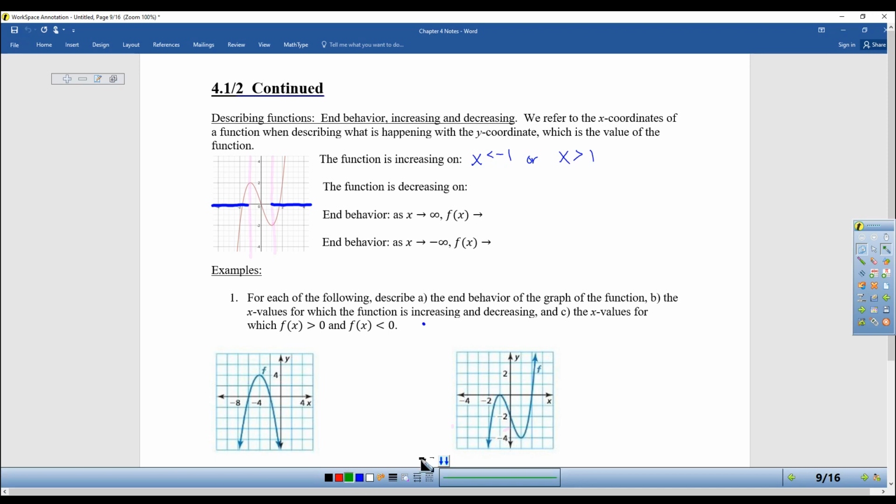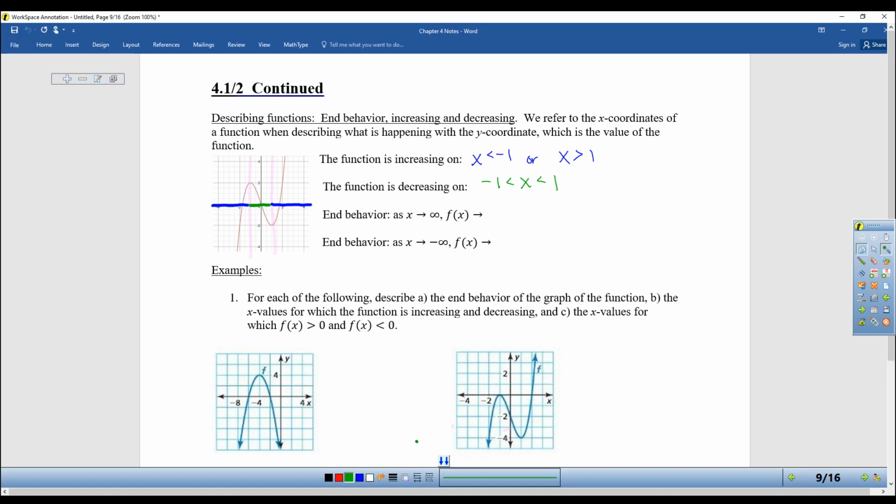Where is the function decreasing? So again, I see the function is decreasing here, but instead of drawing it there, I'm going to say, between here and here, this interval that I had used the highlighter for, that's where it's decreasing. How can I describe that in terms of x? I can say negative 1 is less than x is less than 1. And that's easiest to do if you're drawing right on the interval.